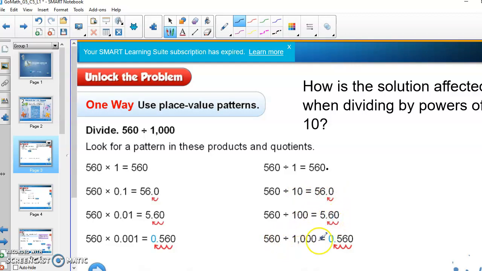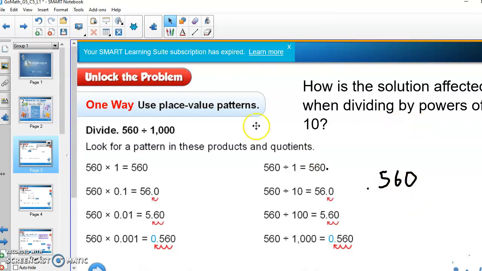The next power of 10 is 1,000. When we divide 560 divided by 1,000, look what we're doing. We're moving the decimal over once, twice, 3 times, so that it actually ends up at 0.560. And we say that number, or pronounce that number, 0 and 560 thousandths. So our answer was actually less than 1 whole.